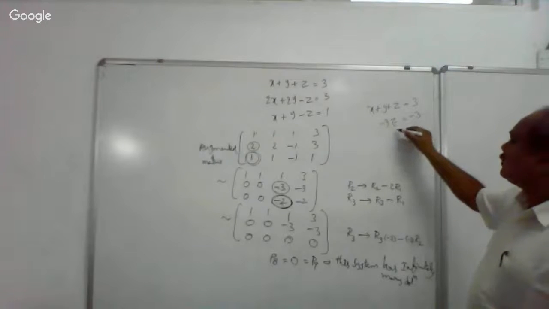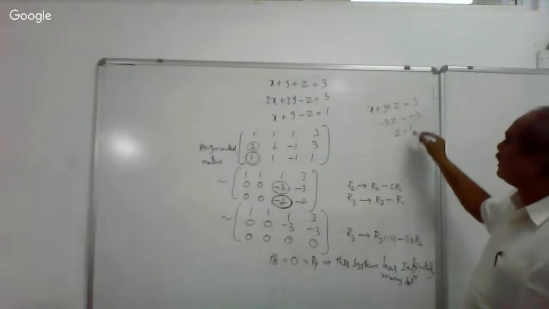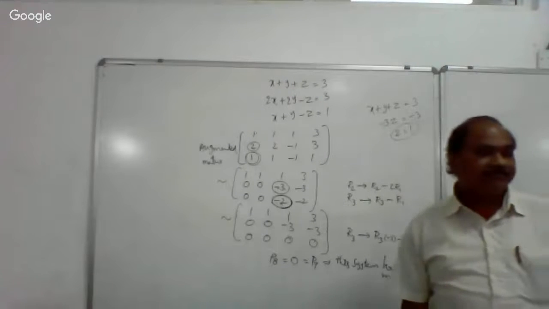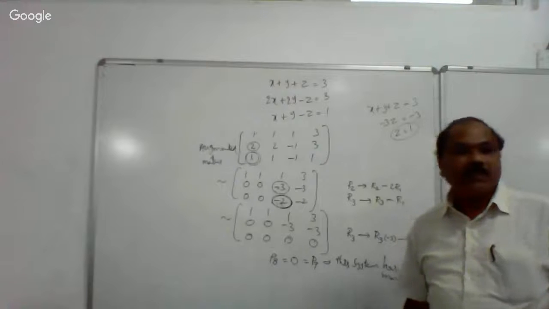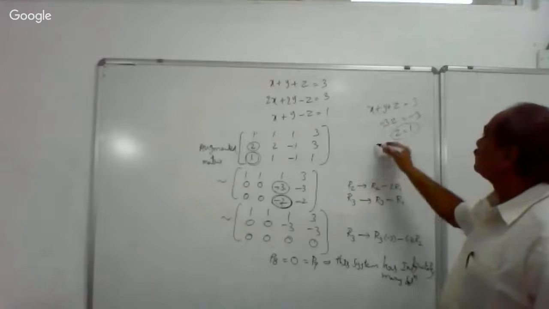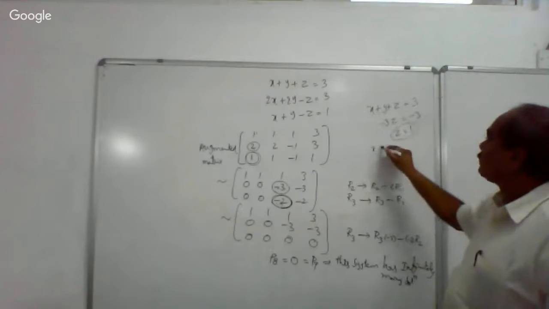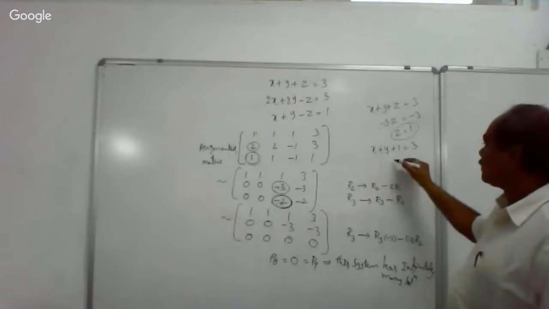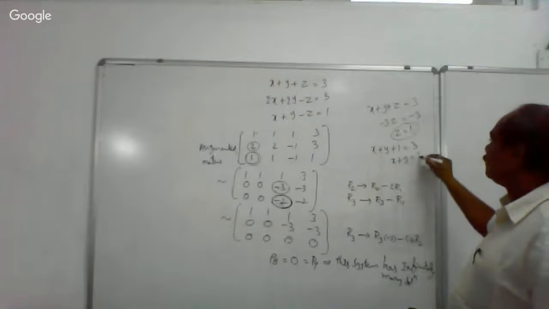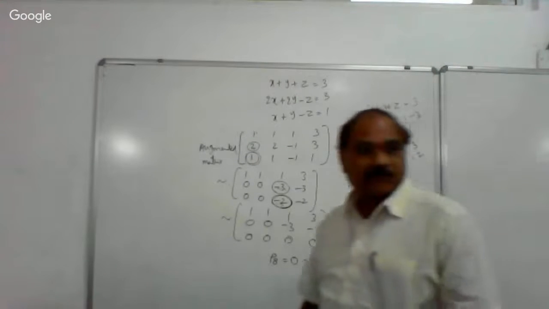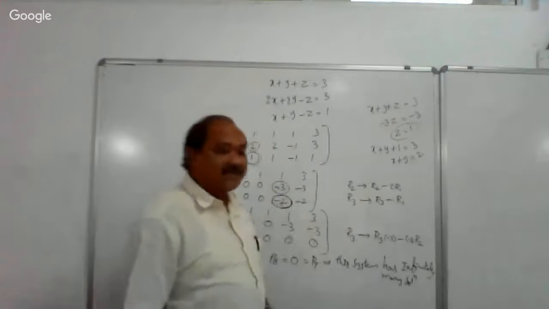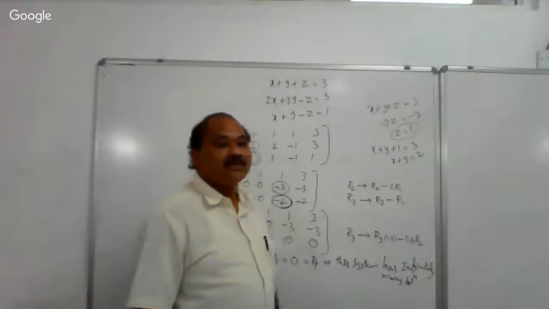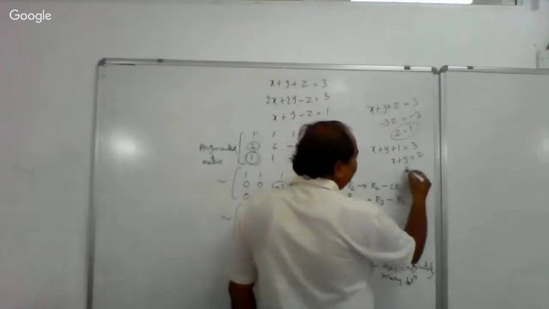Now z equal to 1, from minus 3z equal to minus 3. That is z equal to 1. Okay? By putting the z value here, x plus y plus 1 equal to 3. That is x plus y equal to 2. But the number of unknowns is 3, and the number of equations is only 2.